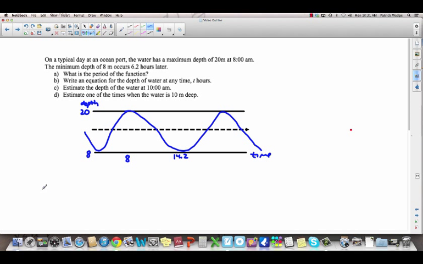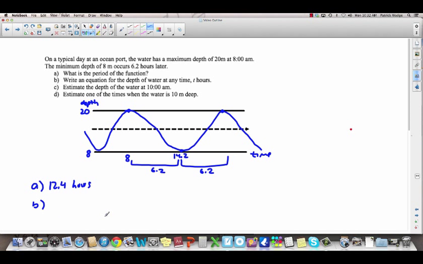Well, the first thing it says, what's the period? So the period, this was at 8 hours. This was at 14 point hour. Is that the period? No, it hasn't come back up. We have to go all the way back up to here. So what's the period? Well, if it was 6.2 hours from here to here, it must be another 6.2 hours to here, which gives us a total of 12.4 hours is our period. Oh, that was easy. Okay, B.